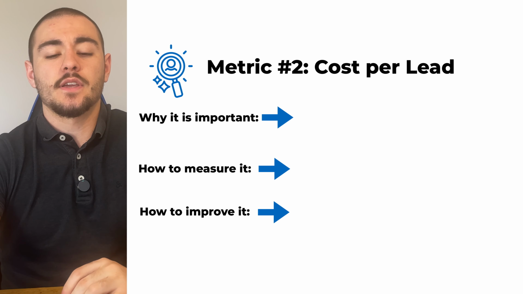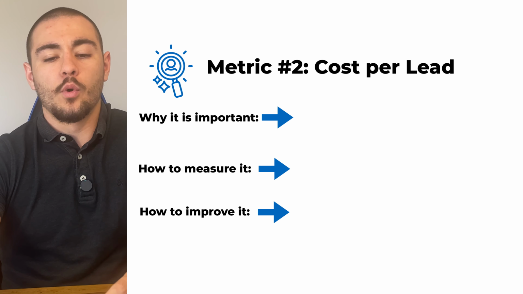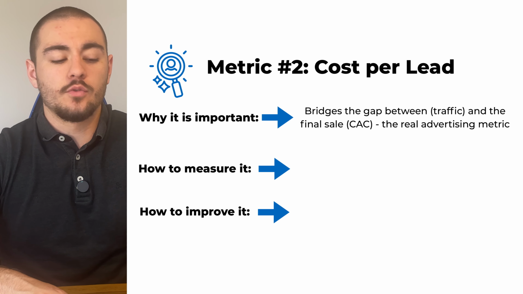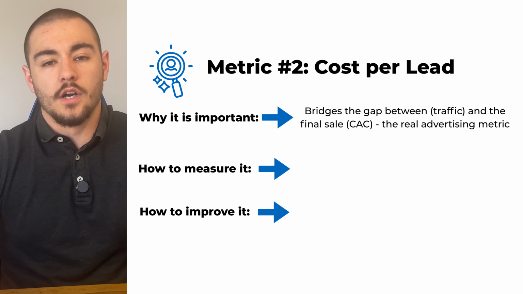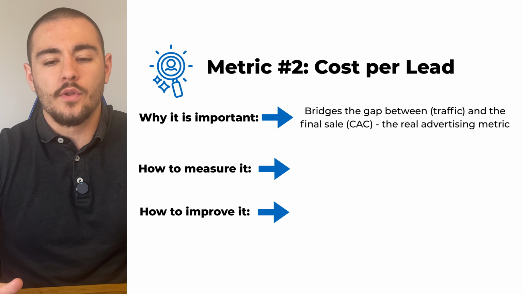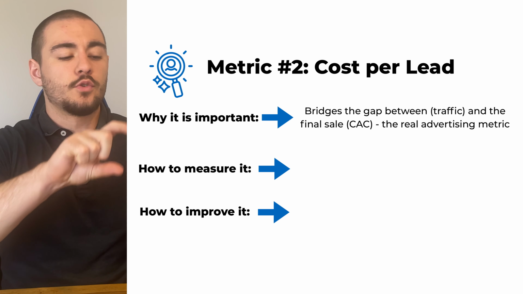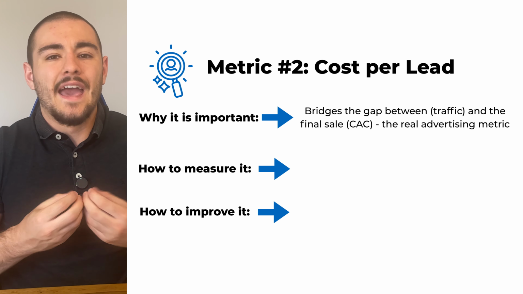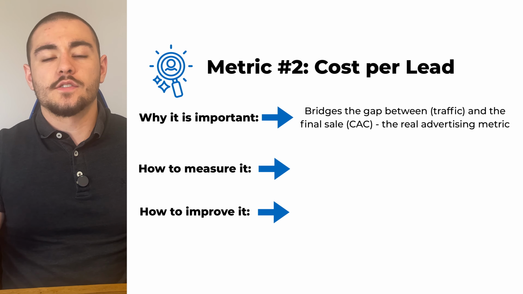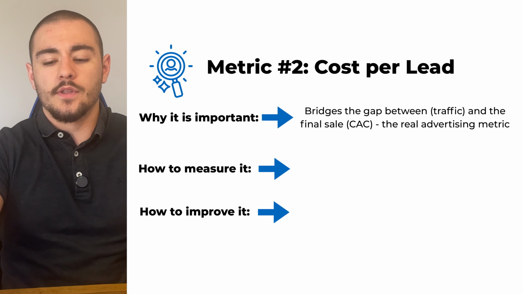For the second metric, cost per lead, why is it important? Because it bridges the gap between the traffic, so how many views you got, and the final sale, which is the CAC, which we looked at in the introduction video, the cost to acquire a customer, which is the most important advertisement metric. So it's the bridge between, okay, we got X amount of views, which is great to know, but that's not the end goal. And then we got a customer that we acquired for $1,000, right? That's the bridge between the two.